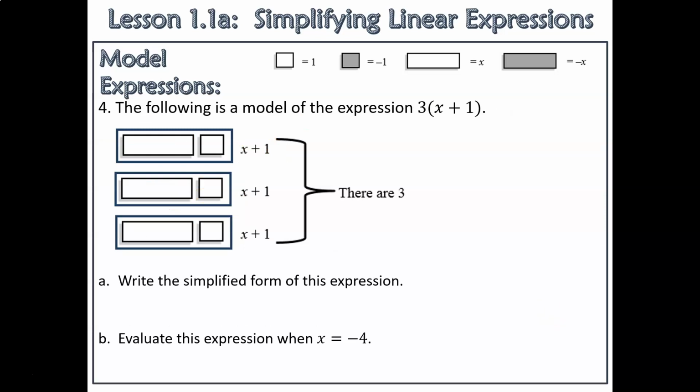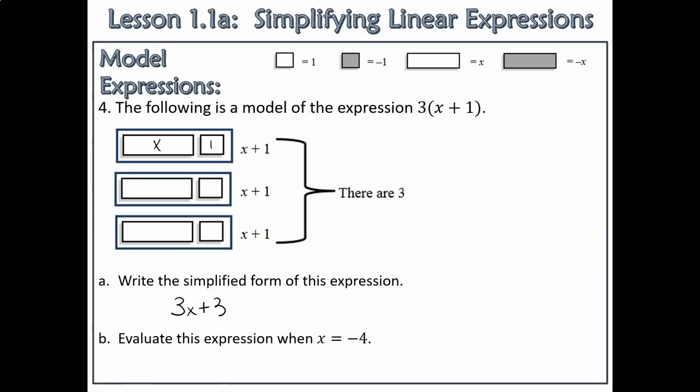All right, so it gives you the model. It says the following is a model of 3 times the quantity of x plus 1. So here's your x plus 1, and there's 3 of those. Okay, so let's write a simplified version of that expression. So there are no 0 pairs, so I have 1, 2, 3 x's and 1, 2, 3 1s. So 3x plus 3 is my simplified version.